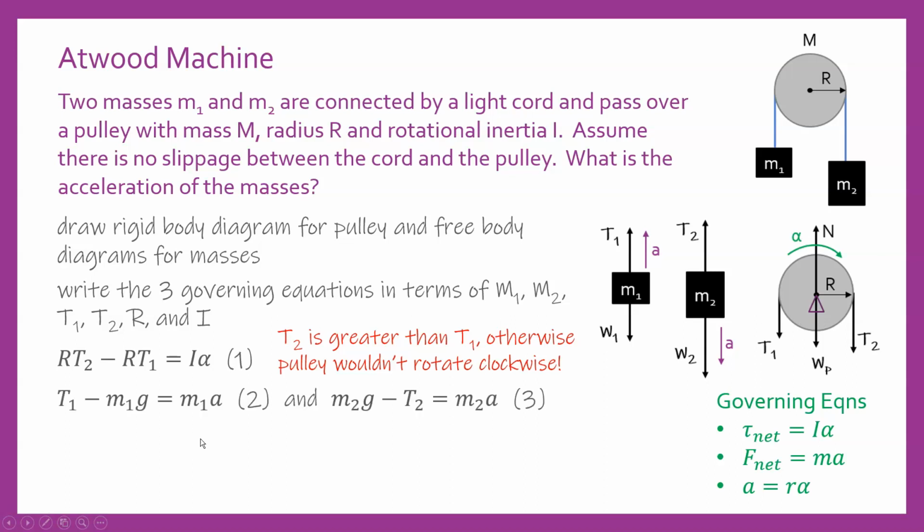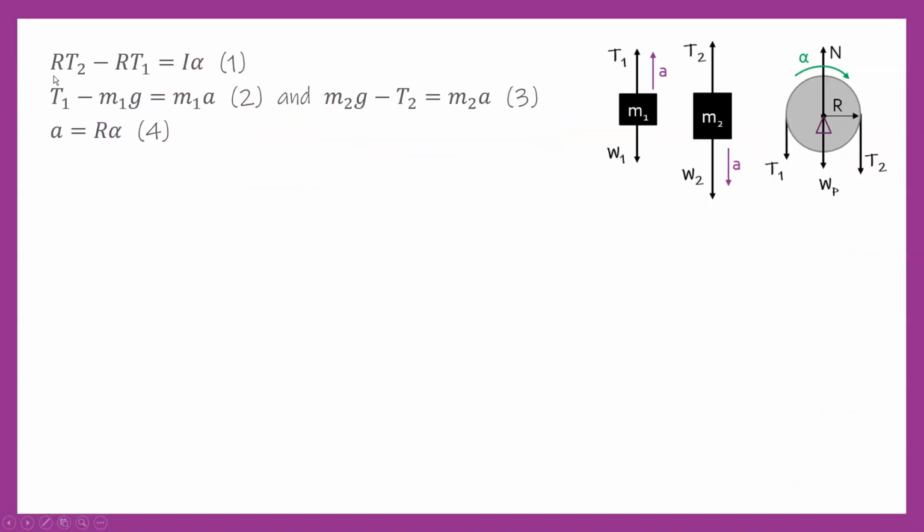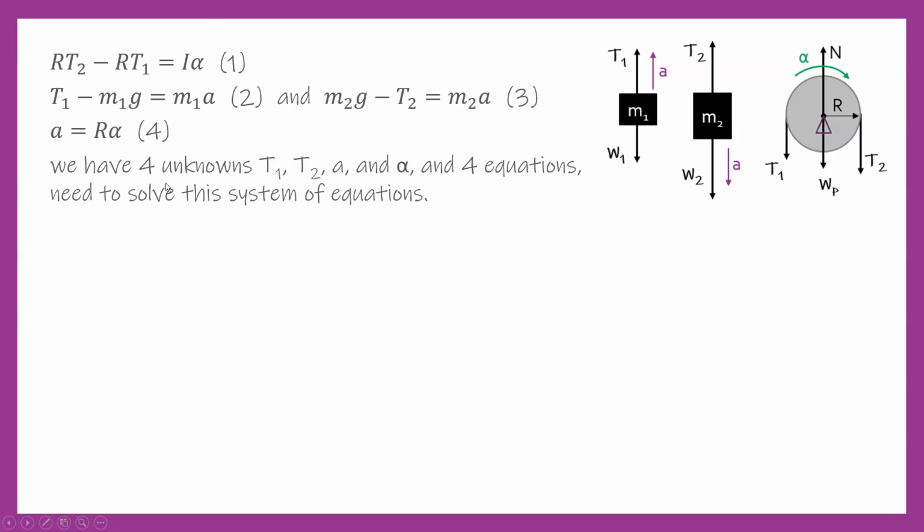Then we go ahead and write our net force equation, and we do it for both tension forces. Of course, the acceleration is the same for both masses, so we don't have to distinguish between acceleration 1 and acceleration 2. And we write our fourth governing equation. We're running out of room, so let's move on to a fresh screen, bringing over these four equations. So we have four unknowns, T1, T2, acceleration and angular acceleration, and we have four equations. So we need to solve this system of equations.